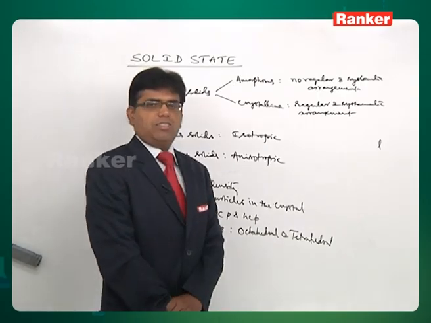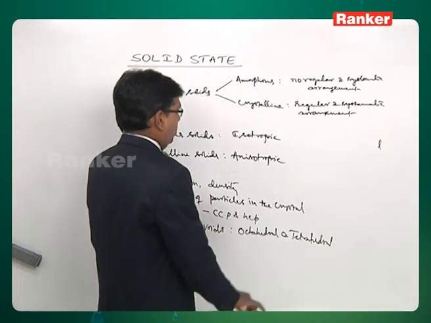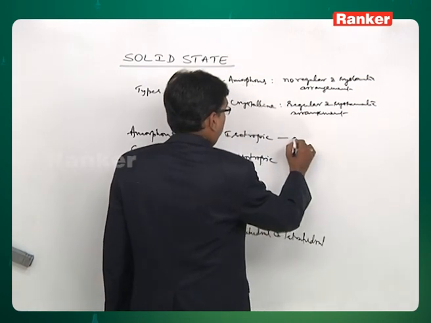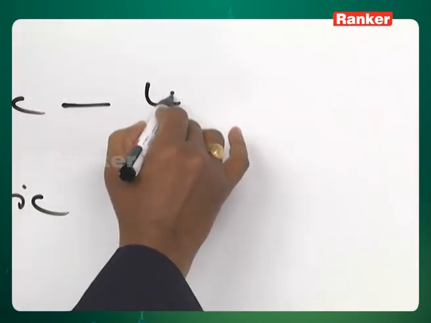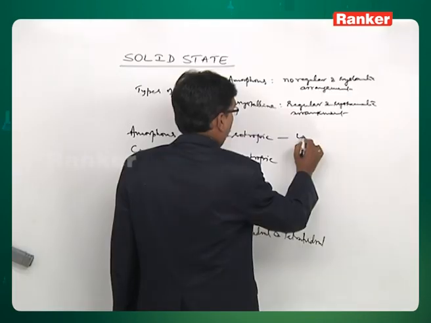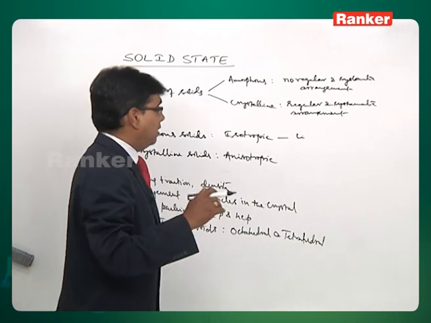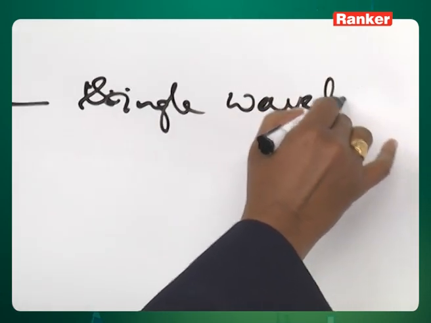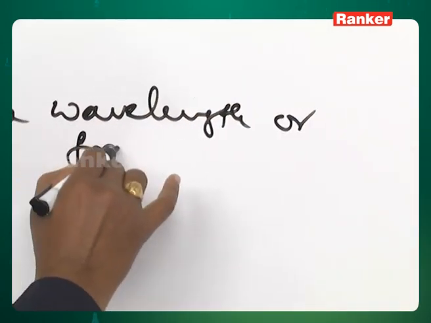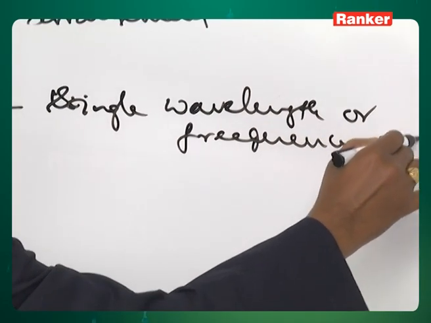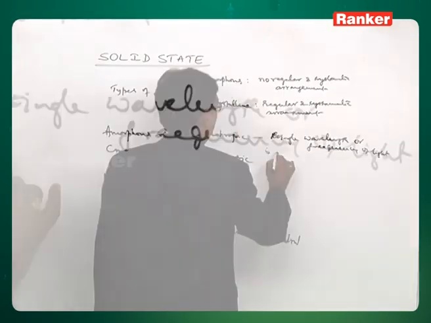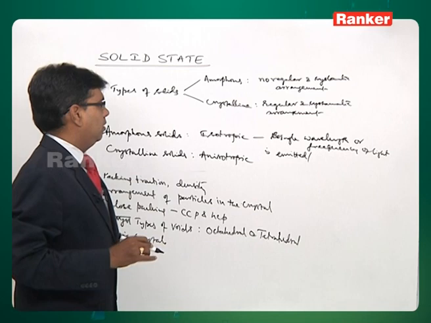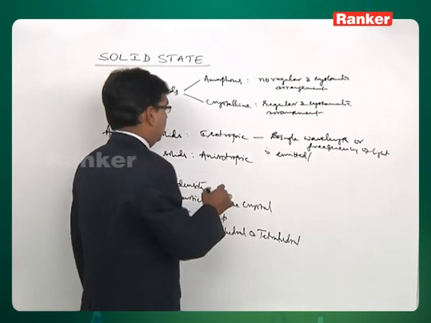What is isotropic and what is anisotropic? Isotropic refers to the characteristics of light: the wavelength and frequency of all the emitted light is uniform, meaning a single wavelength or frequency of light is emitted when light is passed.